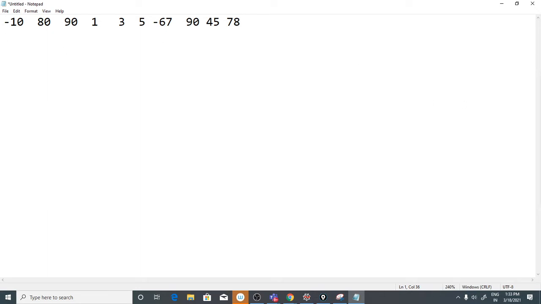Okay, so here how many negative numbers? 1, 2. So two are negative and 8 are positive. This is what we want to calculate. You are going to read the input, 10 numbers, and finally you are going to find how many numbers are positive and how many numbers are negative.